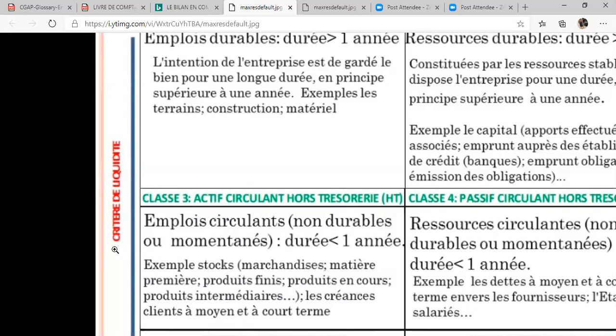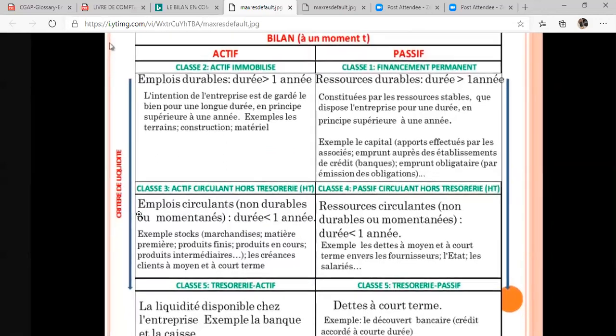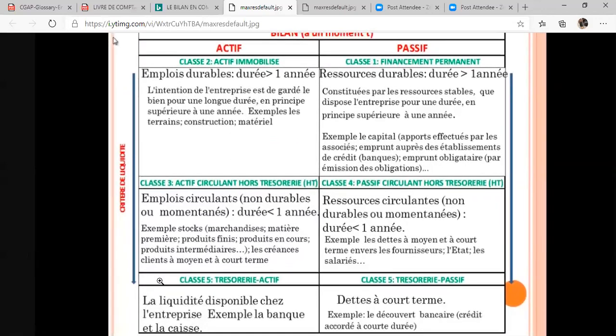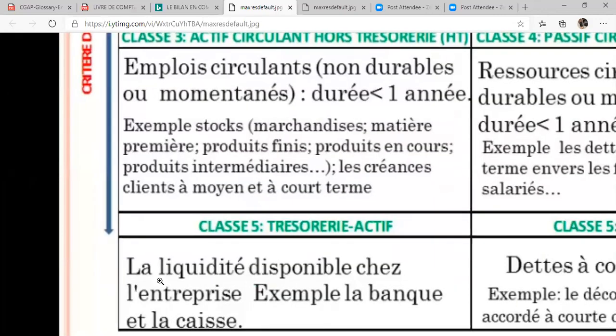So yeah, just like I said, these are strictly to last in a business for a period of less than 1 year. So I hope that's clear for the first 2 sides of the active side, which are class 2 and class 3. Okay, cool. So moving on to the 5th one, which is class 5 on the active side. We're still on the active side. This class 5 encompasses methods of payment and how the enterprise generally keeps its money.